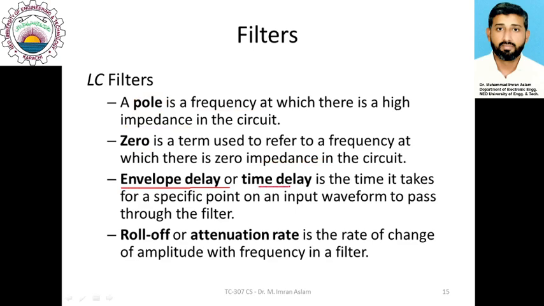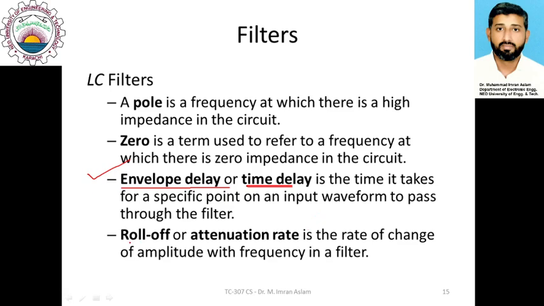Envelope delay or time delay is related to the time taken by a signal to pass through the filter. Whenever we apply a certain signal at the input side of the filter, it takes a finite amount of time to appear at the output side. Whatever time it takes to pass through that particular filter is named the envelope delay or time delay.